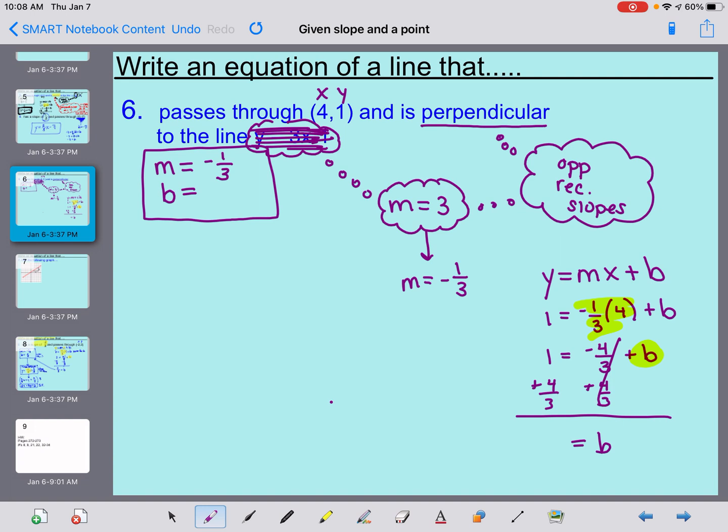So b equals 7/3. If you want to write it as 2 1/3, that's also the same thing. All right, so I'm going to use 7/3 to be consistent with my work that I've been doing. And then we can write the equation: y equals negative 1/3 x plus 7/3, final answer.